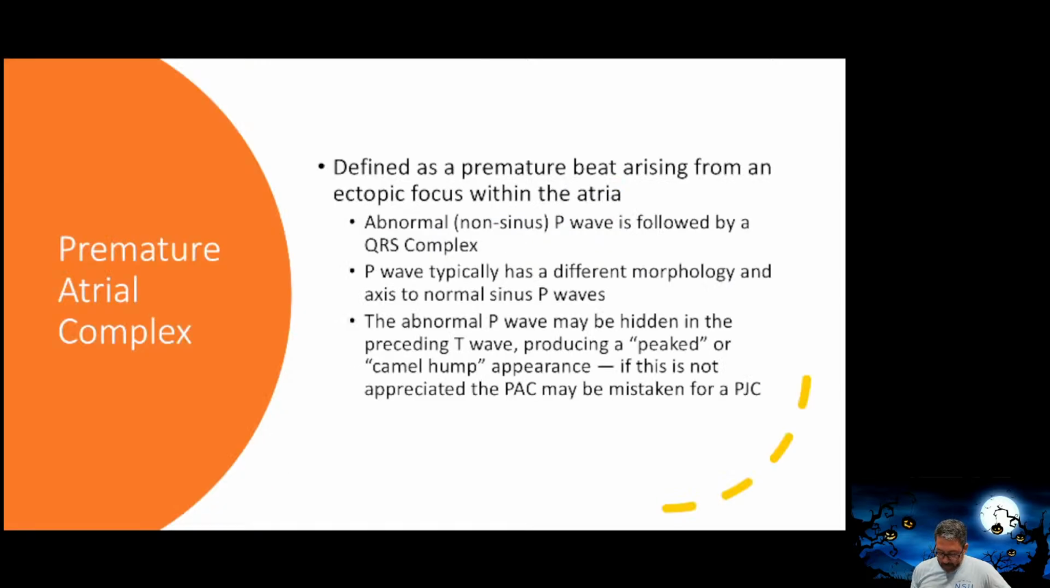Now we start getting some issues with some firing going on with atrial sending off other signals. Any premature atrial complex, what you want to do is look at the P wave. It's going to be a different, abnormal, non-sinus P wave. Why? It's coming from a different area, so it's going to look different. But the QRS and the T wave are all going to be normal.